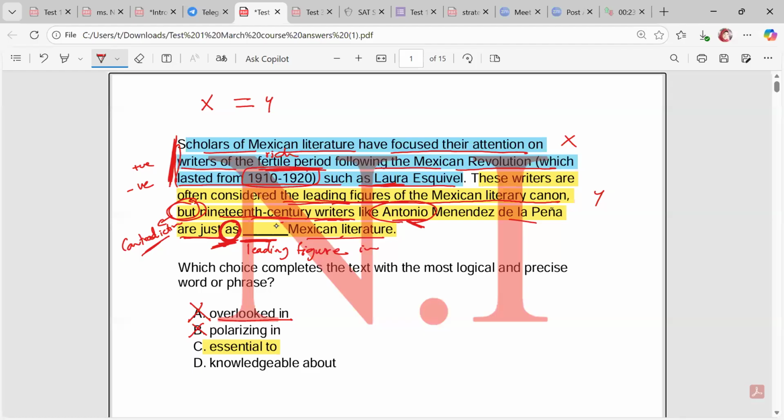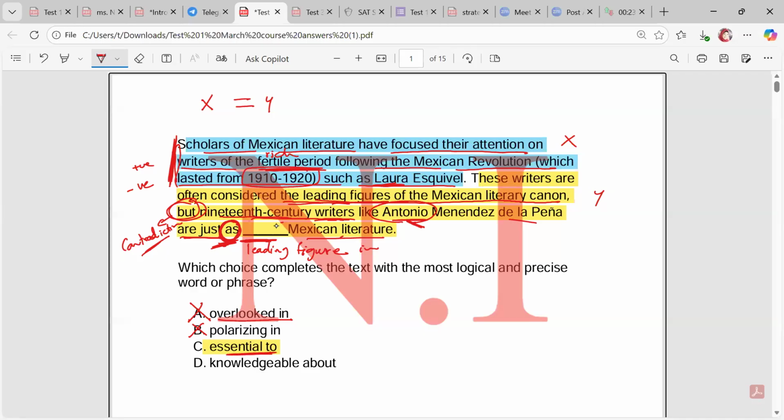Polarizing means making two different sides or two different groups, like two poles. Okay, polarized is not the right answer because each group would have its own interests, divided into certain distinctive groups.